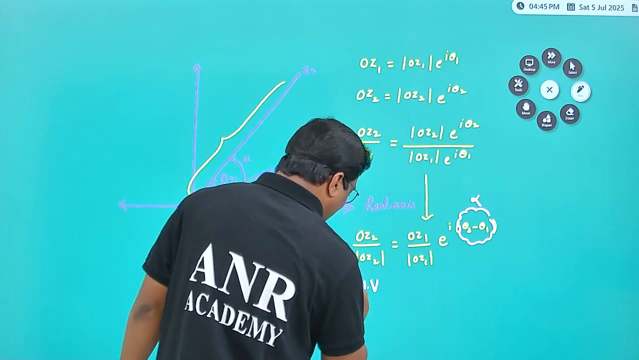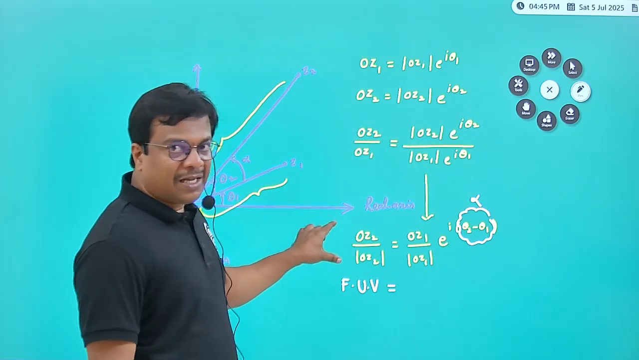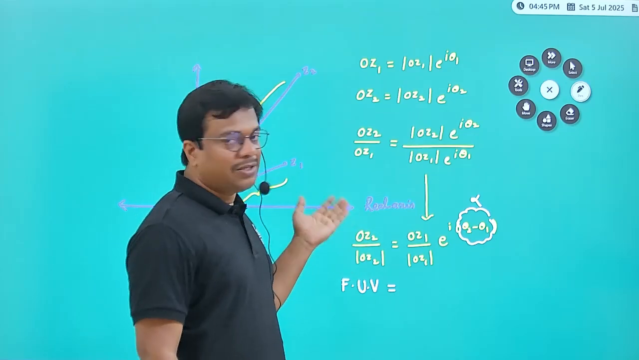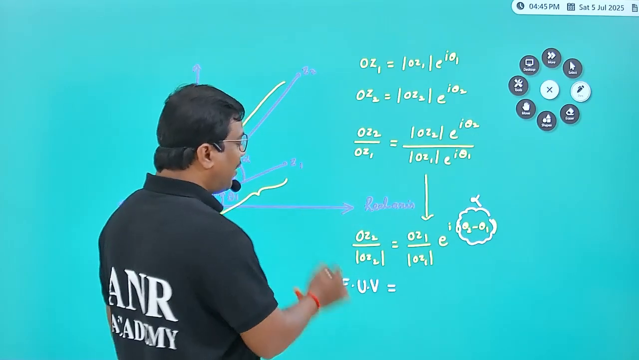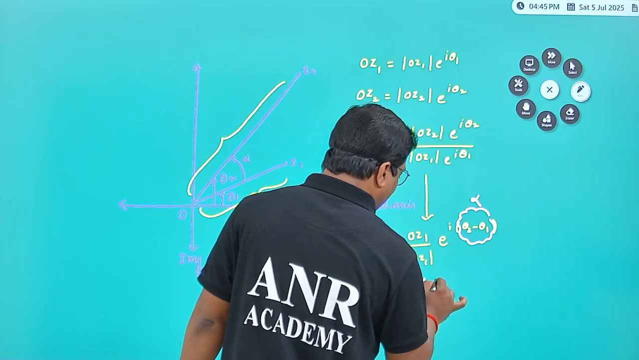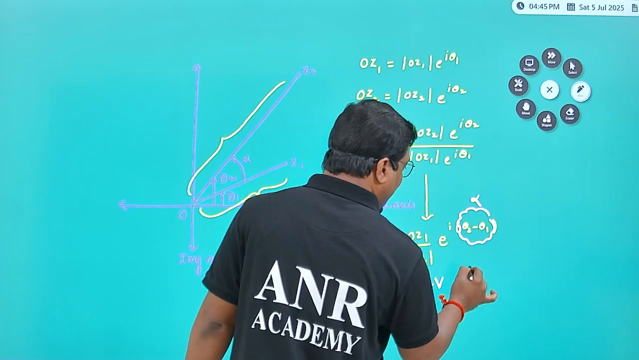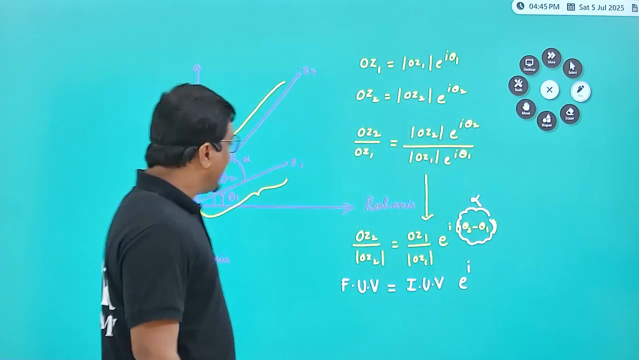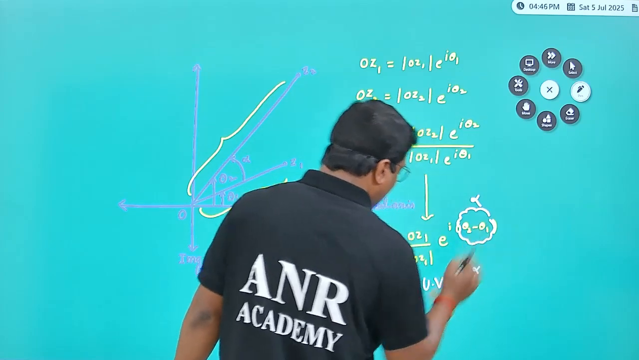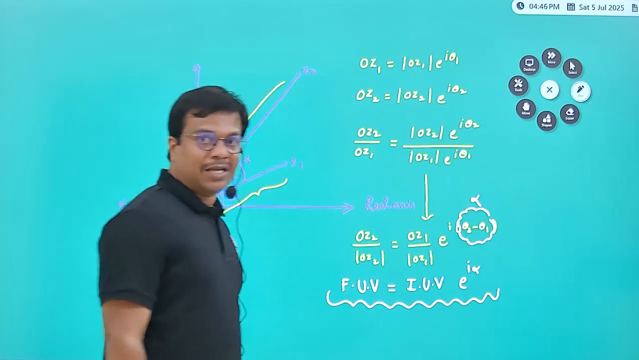So, final unit vector equal to, why is it a unit vector? Due to dividing with its modulus, you can say that it is a unit vector. Final unit vector equal to initial unit vector multiplied by e power iota into angle between them, alpha. So in this way you can easily remember the rotation theorem.